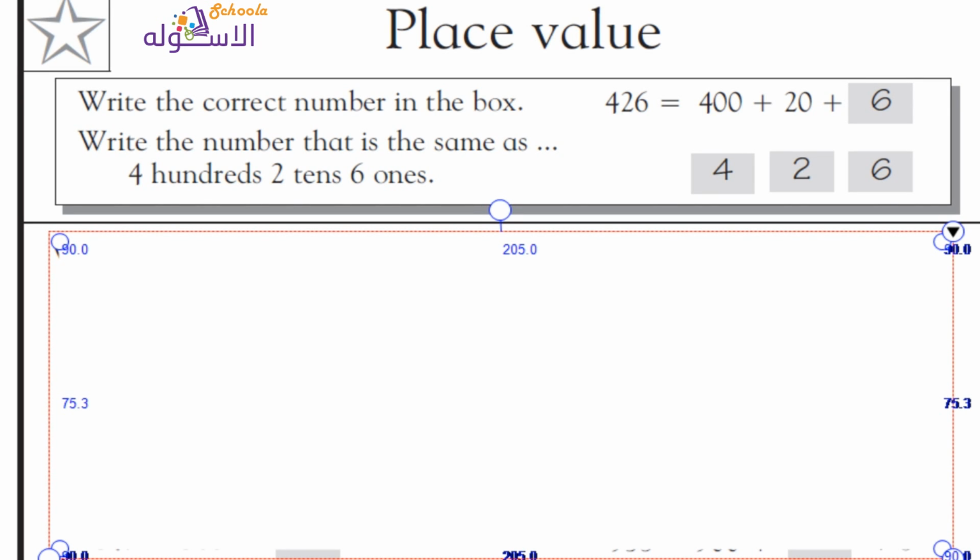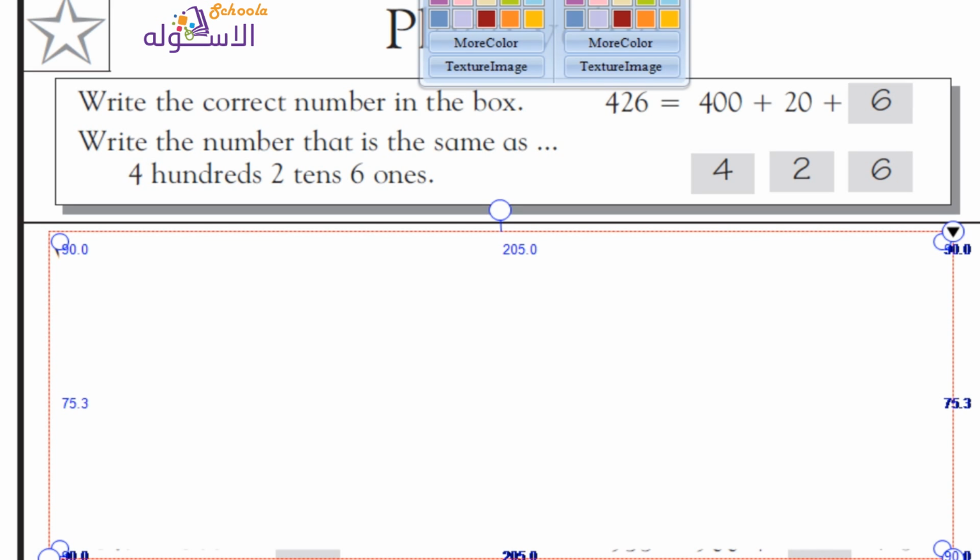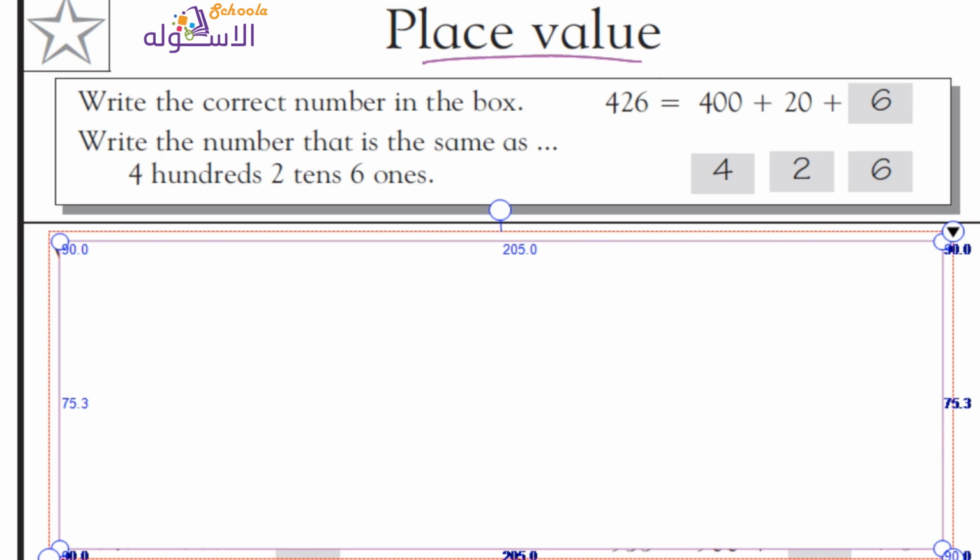Hi again. Now we have another exercise about place value. Okay, so just wait to change the color. Last sheet we talked about only the place, but this time we will talk also about the value. For example, he's asking here to write the correct number in the box. Here, he gives me a number. What's the number? 426. So I will write the number with its value.